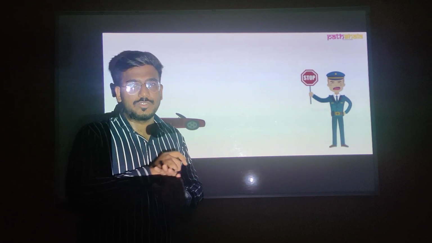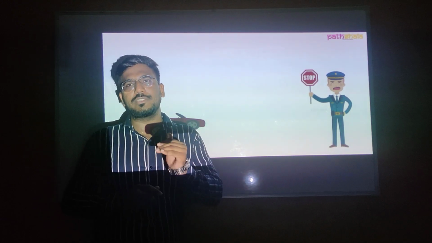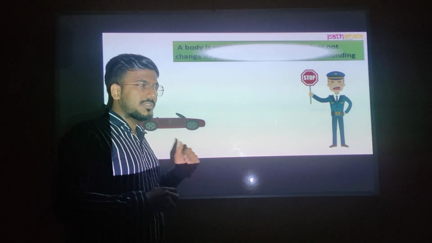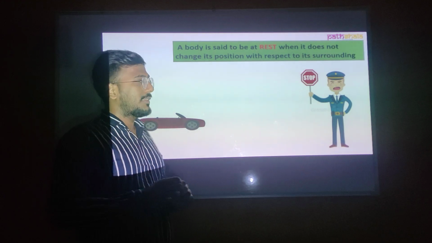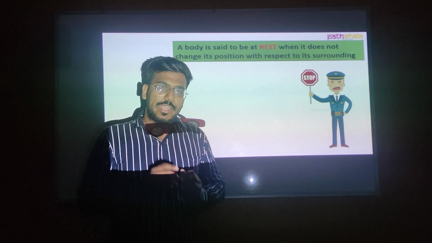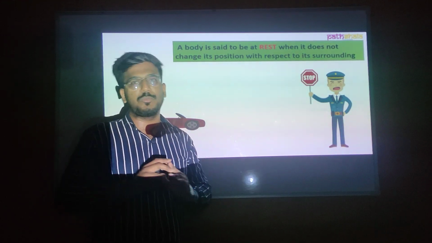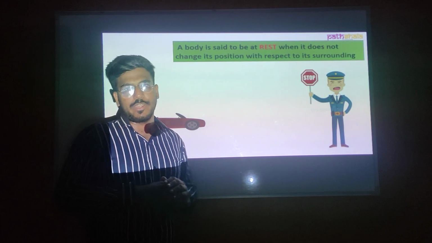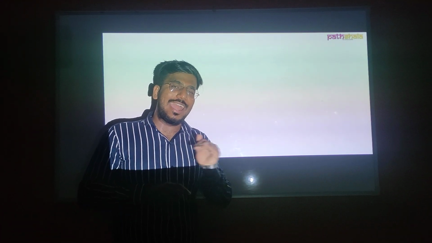So when a body does not change its position, the body is said to be at rest. That gives the second definition of the chapter, that is rest: a body is said to be at rest when it does not change its position with respect to its surrounding. So these were the examples and the concept of motion and rest.